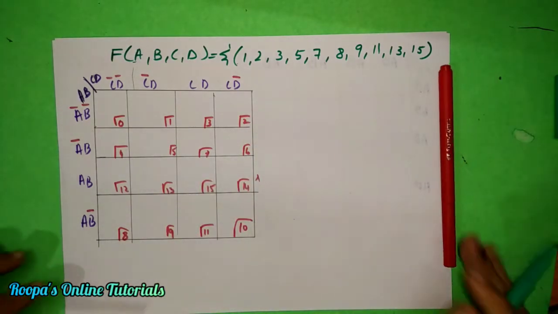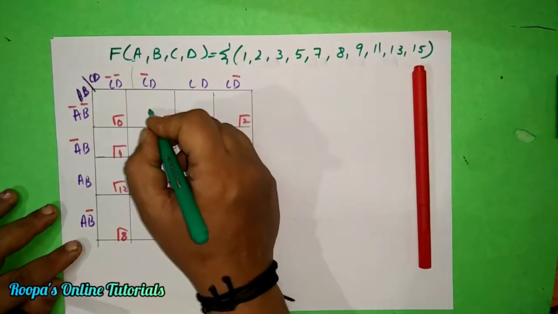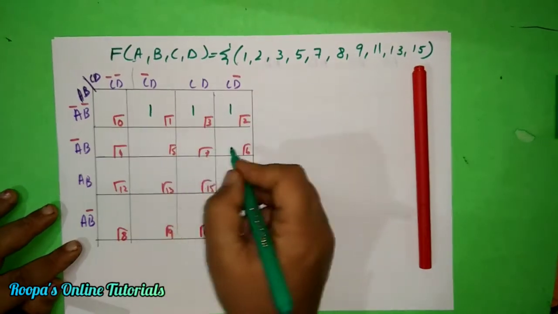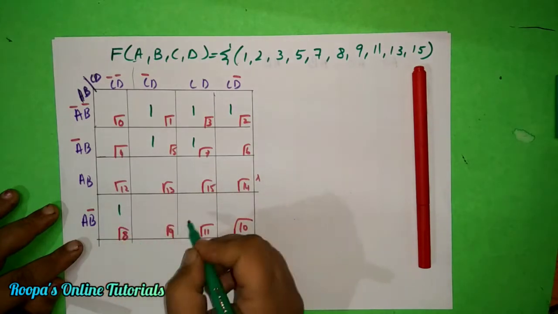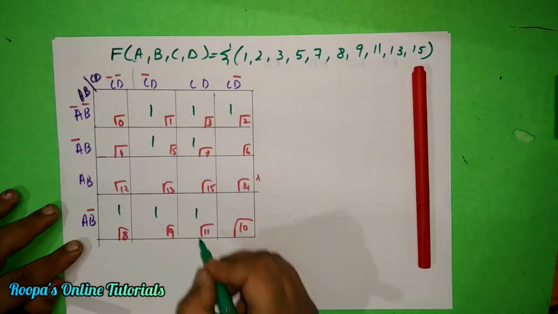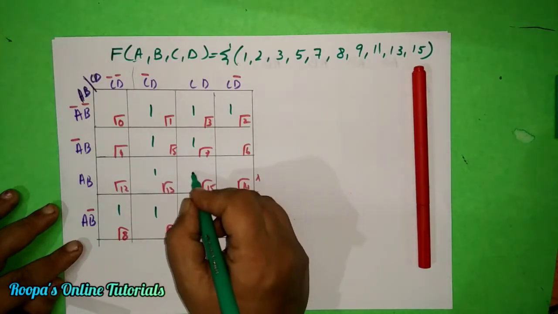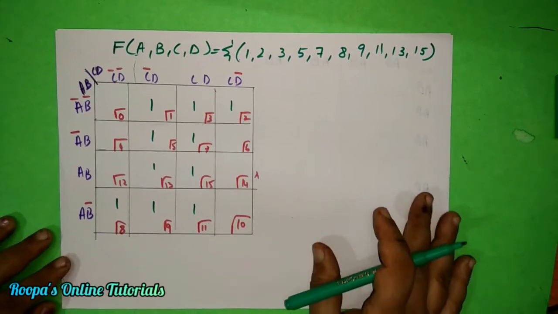Next I'm going to take these numbers. First I have 1, then I have 2, 3, 5, 7, okay, 8 is here, then I have 9, and here 11 is there, and then I have 13, and then 15. So I am done with my marking. Now we should do the grouping.